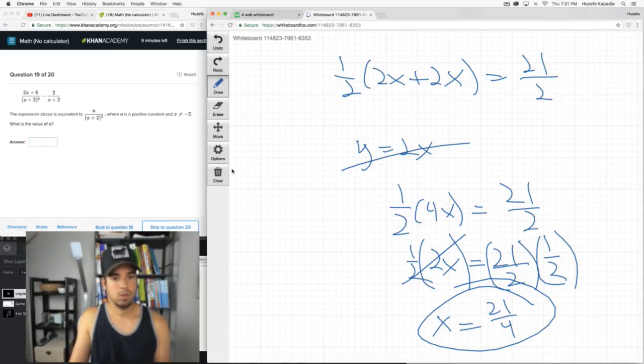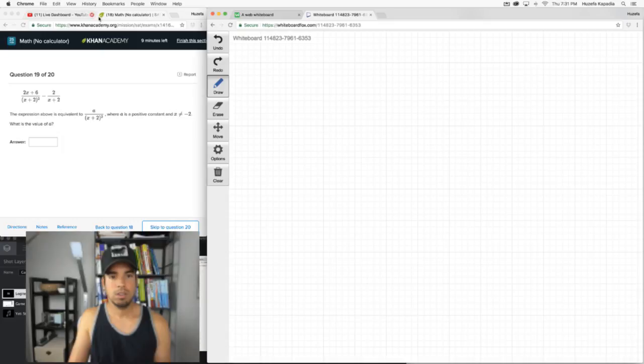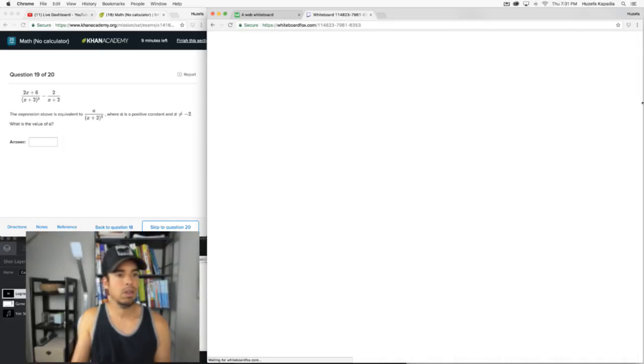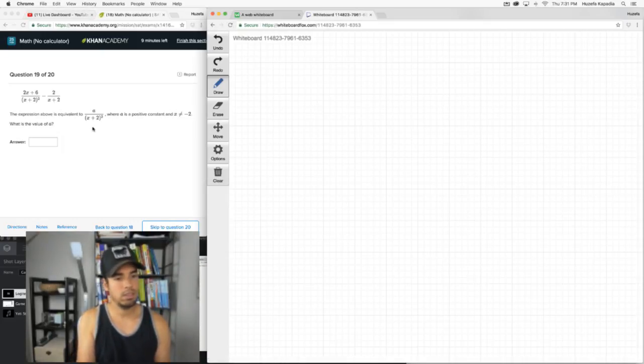19. This one looks a little worse, right? So you see now at 19, the difficulty steps up. The expression above is equivalent to this, where a is a positive constant. x does not equal -2. That's just so we don't get 0 in the denominator. What is the value of a? Well, what's going on here? This is x plus 2 squared, this is x plus 2. So we need to get x plus 2 squared in both denominators. Get a common denominator, then we can combine them.